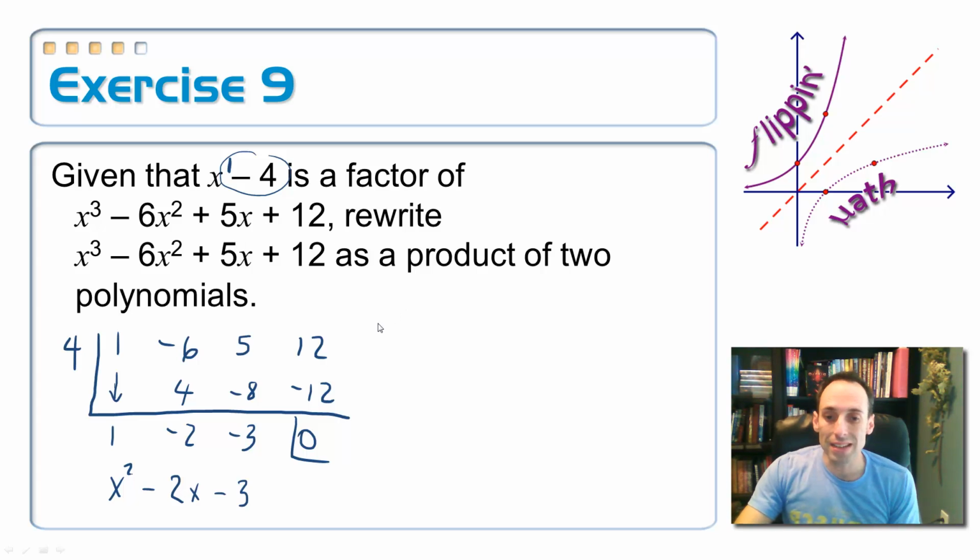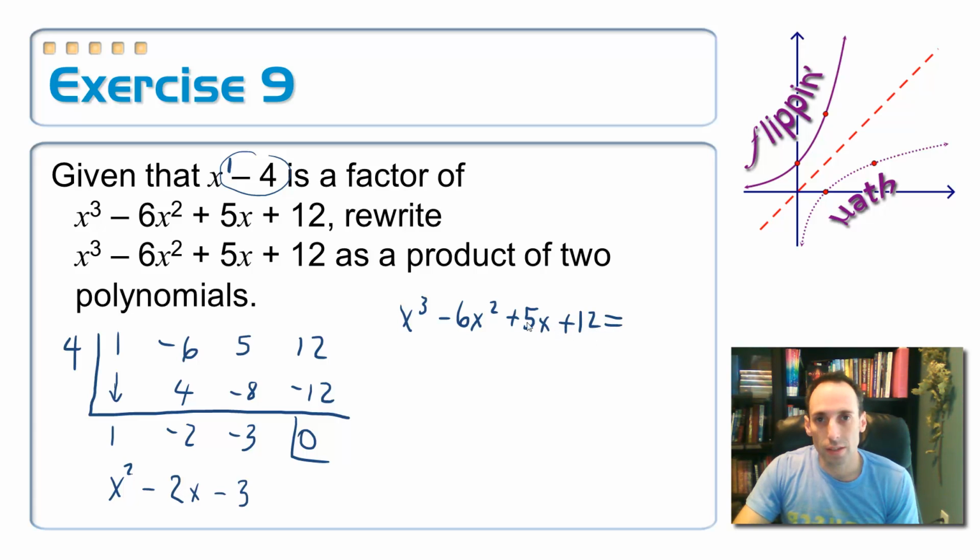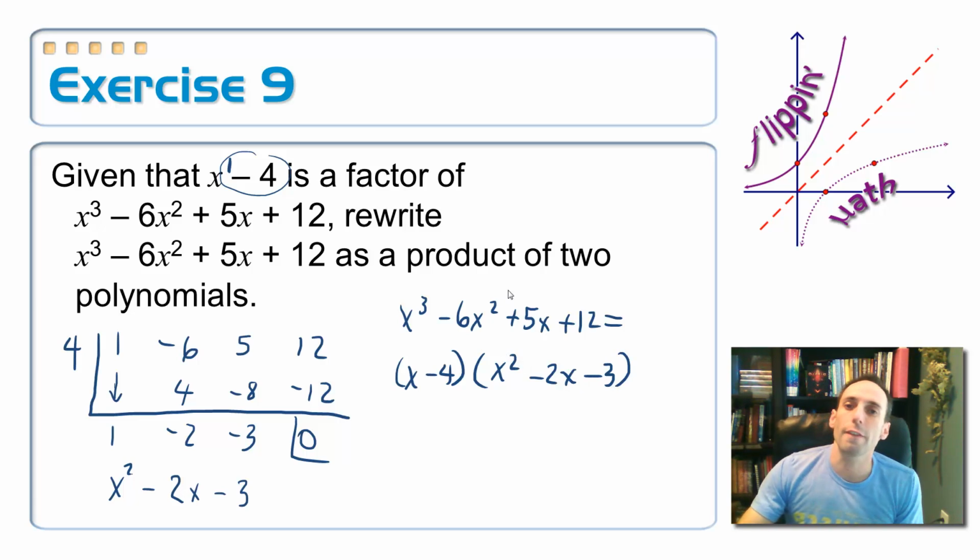Okay, this means that I can write x cubed minus 6x squared plus 5x plus 12 as the product of x minus 4 times x squared minus 2x minus 3. What I've just done is I have factored that cubic polynomial. Of course, I already knew one of the factors that was given to me. Eventually, at some point in this school year in Algebra 2, we will learn how to do that from scratch. Nobody gives us the x minus 4. We just start from scratch.